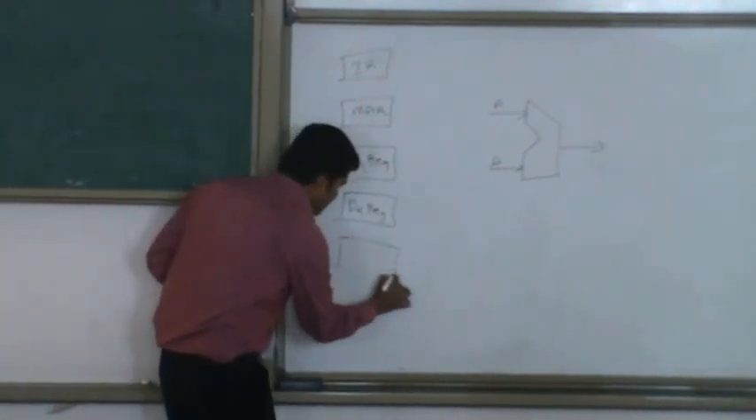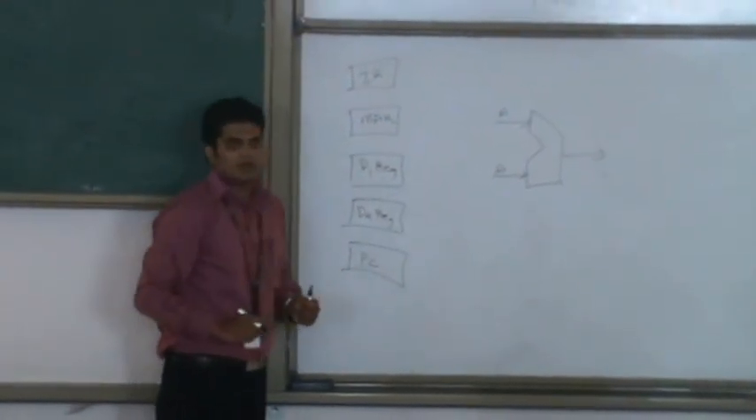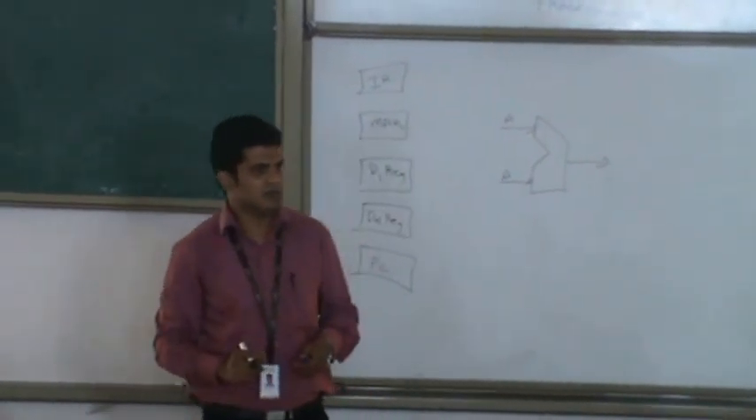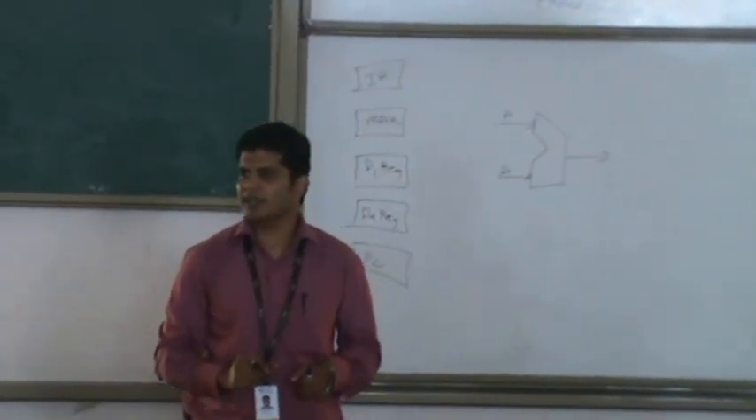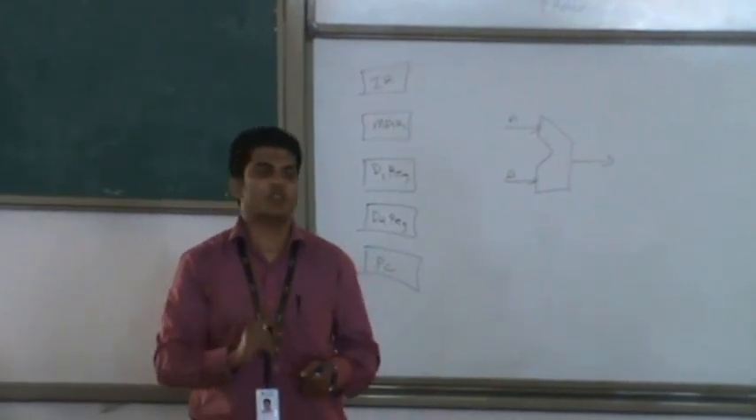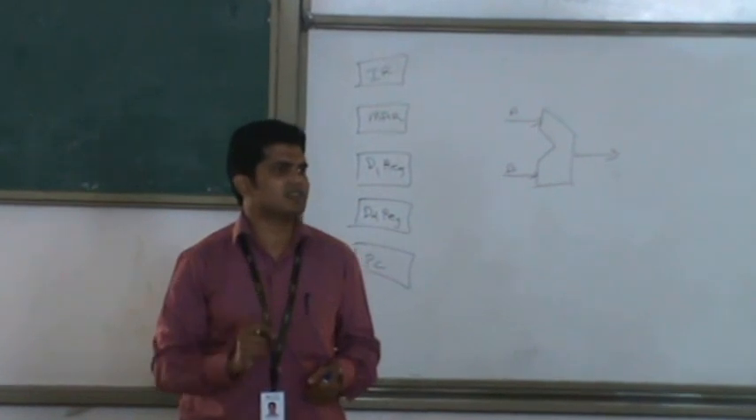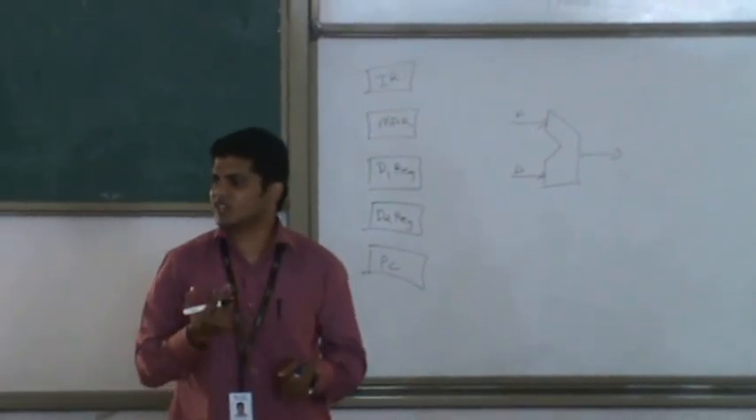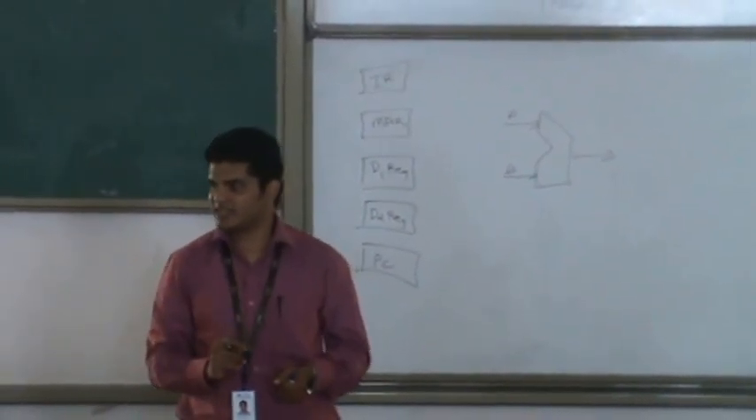Then you have the program counter. We are talking about the program counter. The definition of the program counter is that it holds the address of the next instruction to be executed. The program counter is a place which decides which instruction is to be executed next.